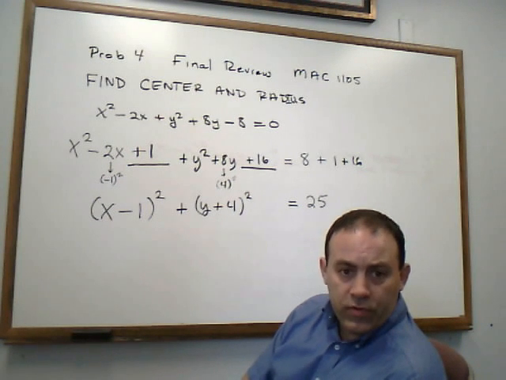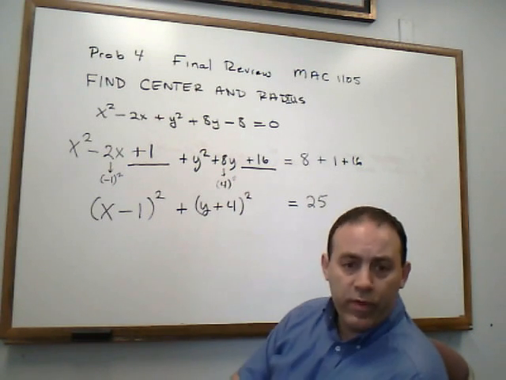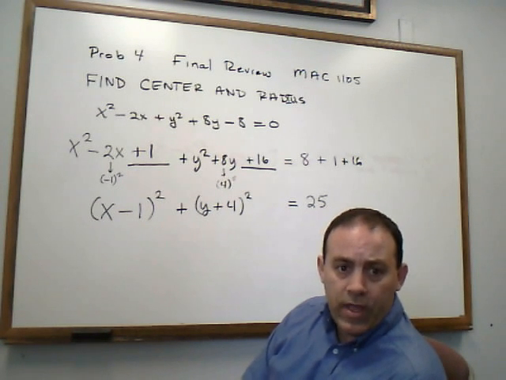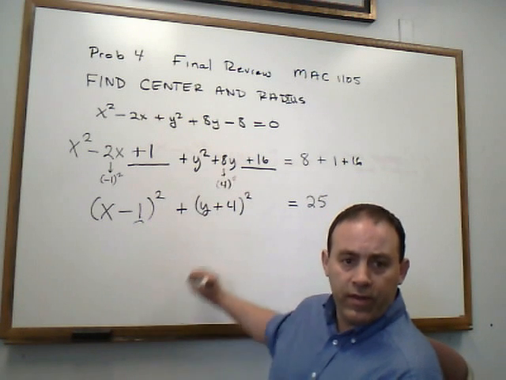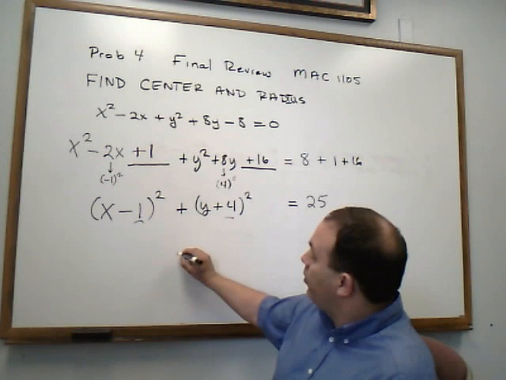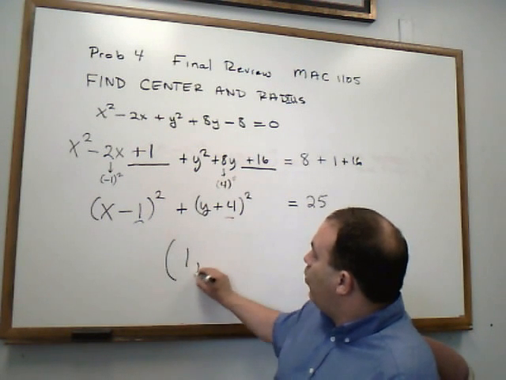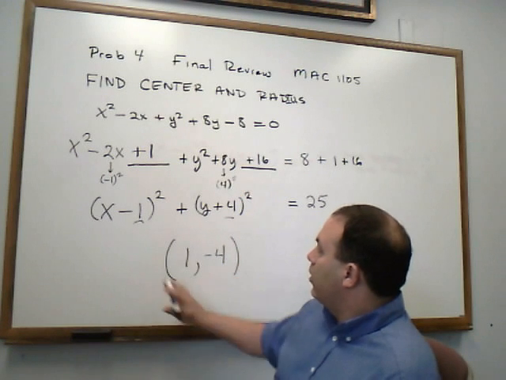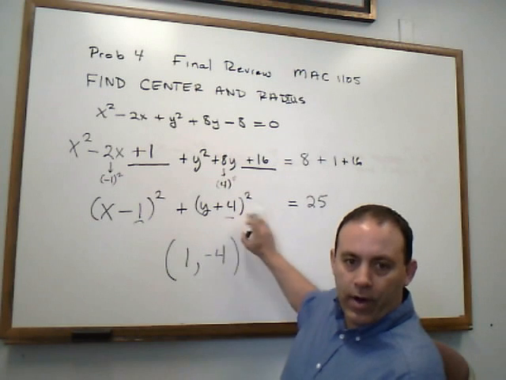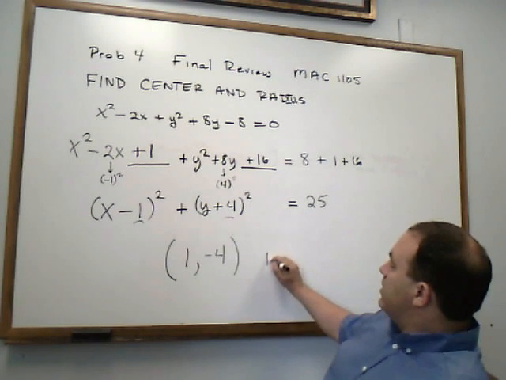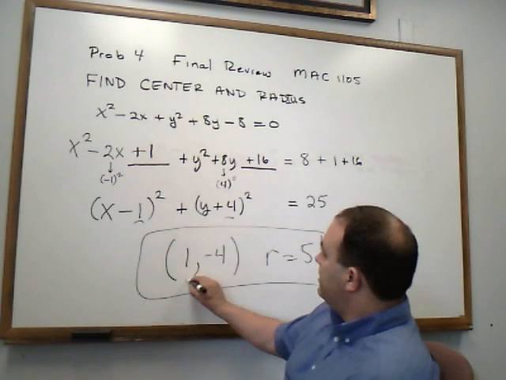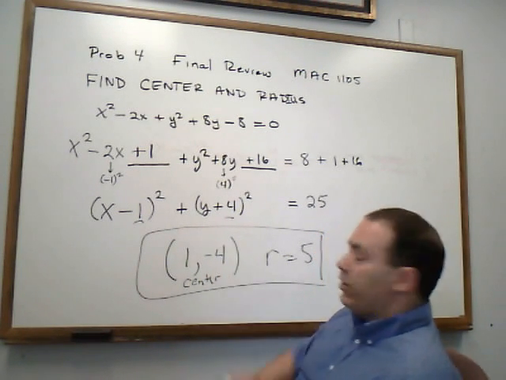Now we've built a perfect square trinomial in x and y, and in effect we've got this equation in the same form as problem 3 earlier on your final review. All we have to do is pick off the x-coordinate of the center of that circle, the y-coordinate, and the radius from this formula. The center is going to be (1, -4), according to the general form (x minus h) squared plus (y minus k) squared equals r squared. The radius is going to be 5. Identifying those answers will go a long way towards getting them.